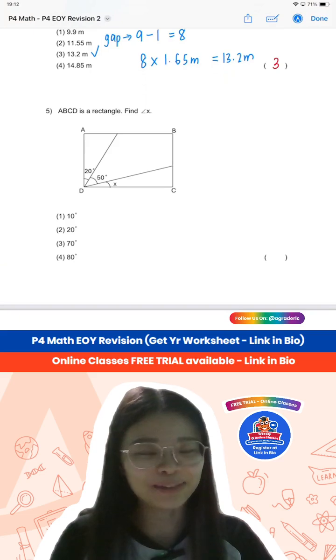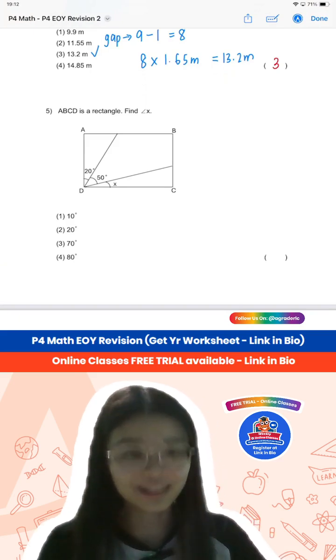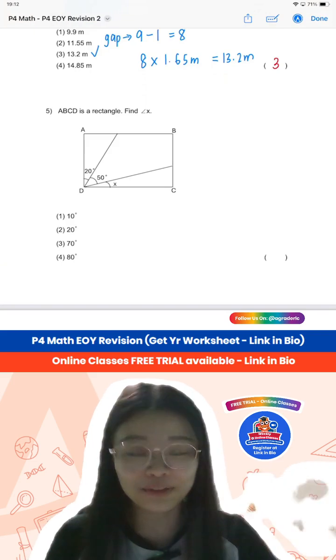This is easy after PSLE. Oh, so you are a P6 student watching the P4 revision TikTok.